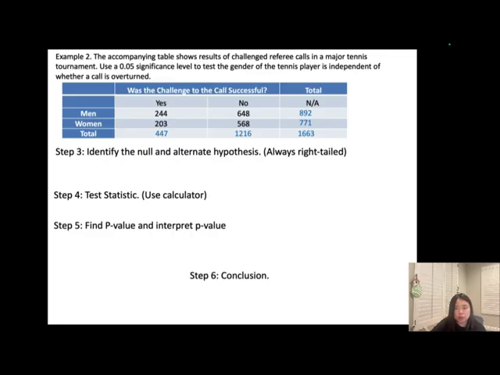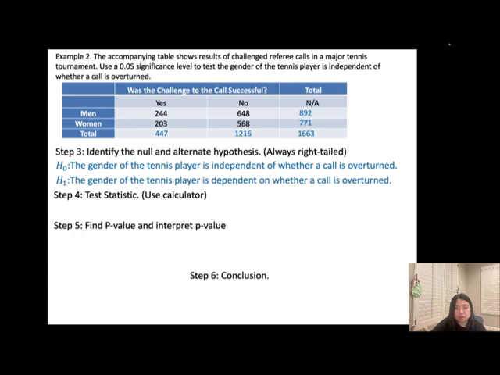Okay, now let's write the alternate hypothesis. So we want to know if the gender of the tennis player is independent of whether a call is overturned. So alternate hypothesis is going to be dependent. Okay, test statistic. Use your calculator. You should get 0.221. Okay, right?